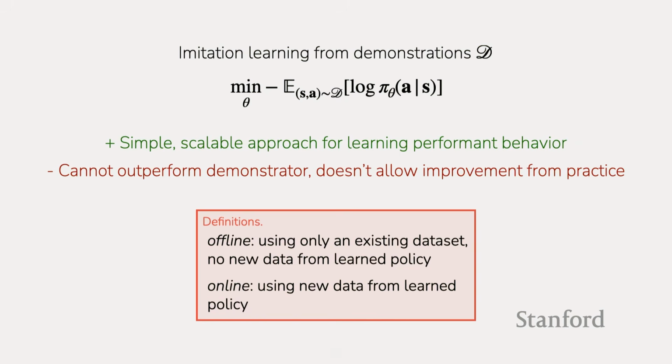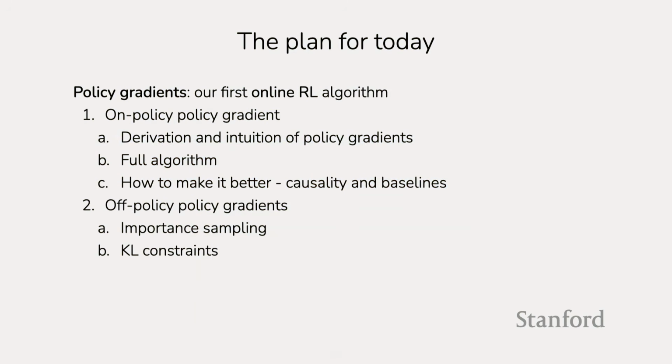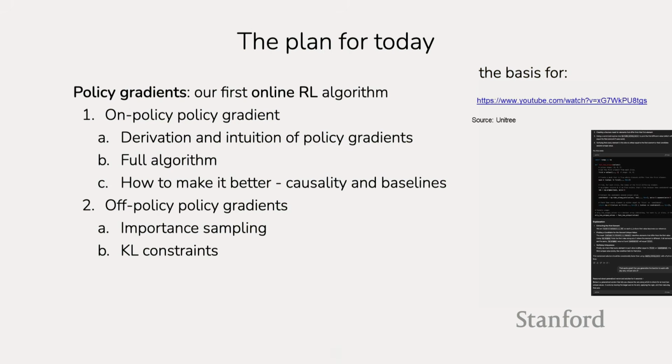And today we'll be talking about ways in which we can use reinforcement learning to outperform the demonstrator, to improve from practice. And specifically, we'll be starting to talk about online reinforcement learning algorithms. Particularly, our first online RL algorithm will be policy gradients. We'll talk about a couple different variants of policy gradients and introduce both the mathematical derivation for it as well as some of the intuition behind it.